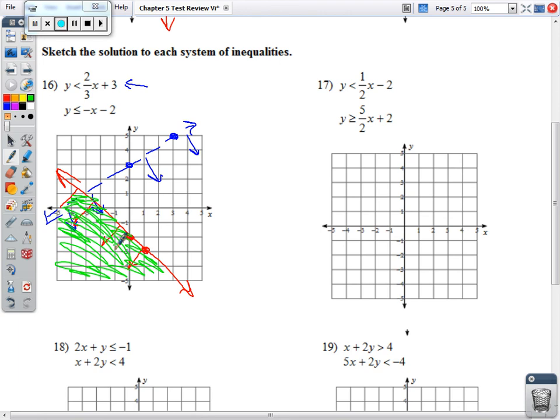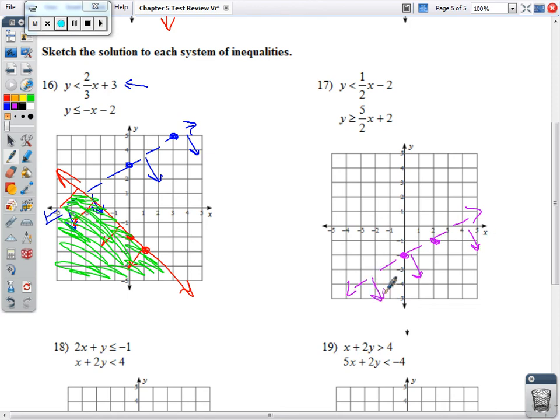All right, the next one, again, first one, we start with the y-intercept of -2. My slope is 1 over 2, so I'm up 1 over 2. It's strict, so we have a dotted line. And because it's less than, we're shading below.